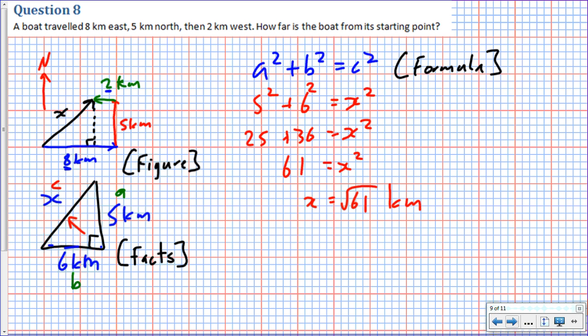So that's now our find it section done, and we need to then answer it. It's asked in the sentence, so we need to answer it in the sentence. So the boat is square root 61 kilometres from its starting point.